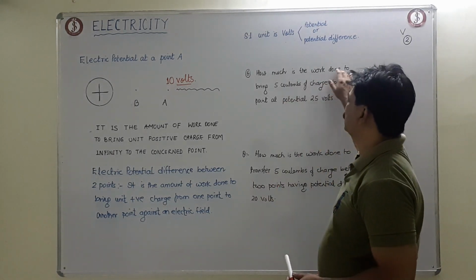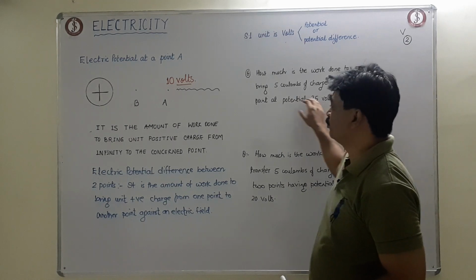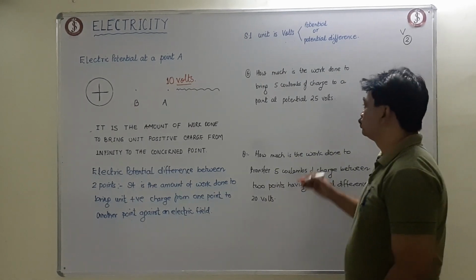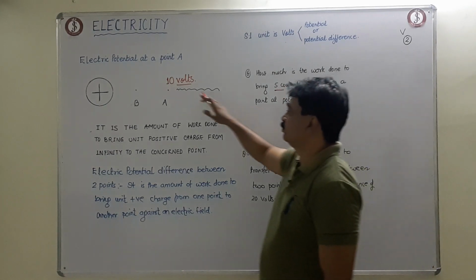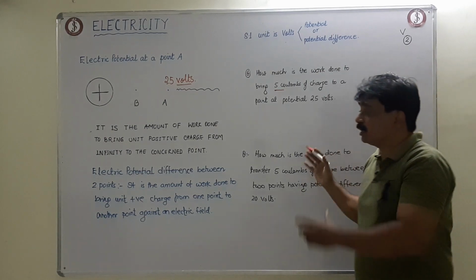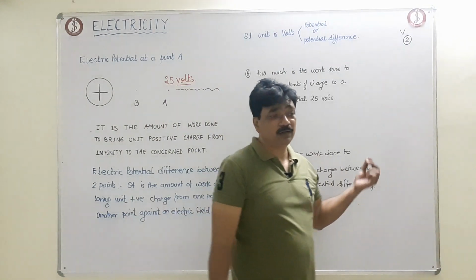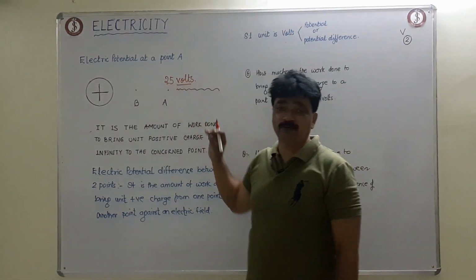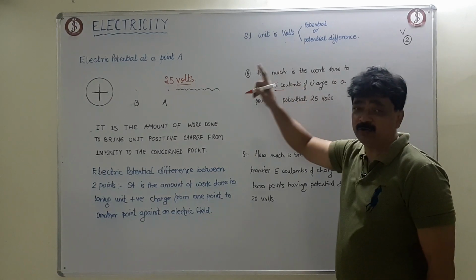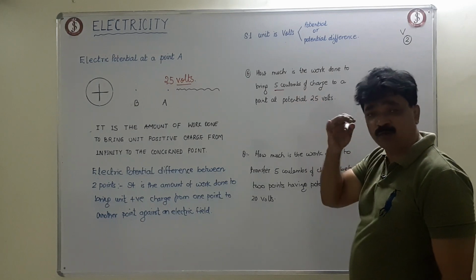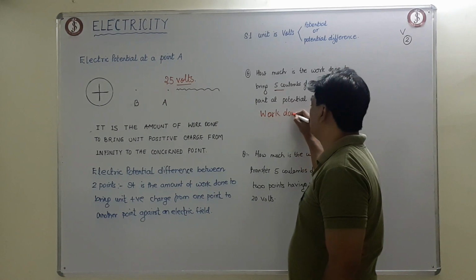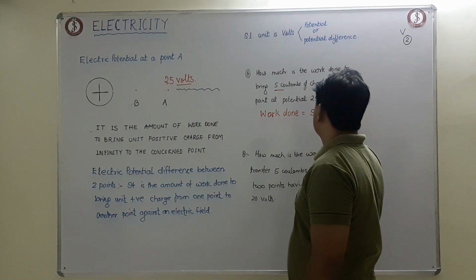So now how much is the work done to bring 5 coulombs of charge to a point at potential 25 volts? Now suppose I change this and the potential is 25 volts. That means to bring 1 coulomb of charge I have done how much work? 25 joules. So to bring 5 coulombs of charge, how much work do I do? I have been given the exact potential of point A is 25 volts. What does potential at point A is 25 volts mean? That to bring 1 coulomb of charge from infinity to point A, we have done 25 joules of work. So if I bring 5 coulombs, I do 25 into 5 joules. So obviously the electrical work done is equal to 5 into 25, that is 125 joules.